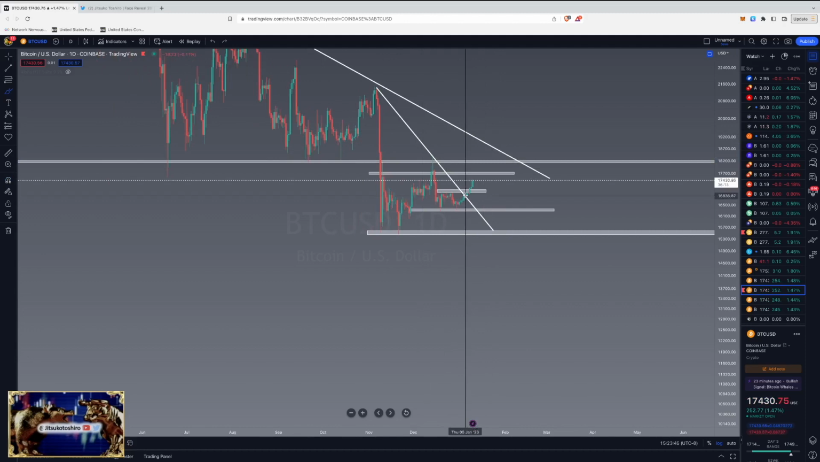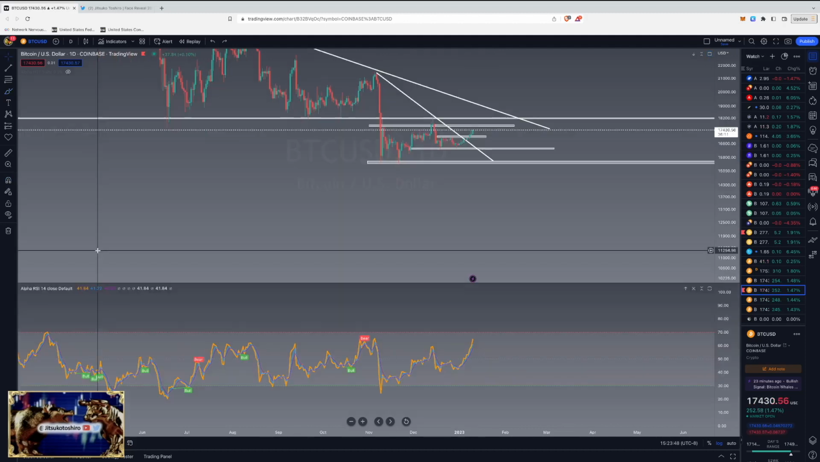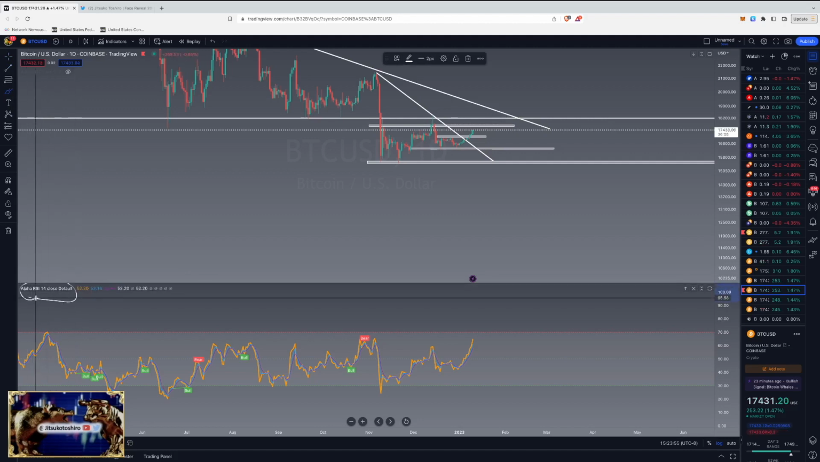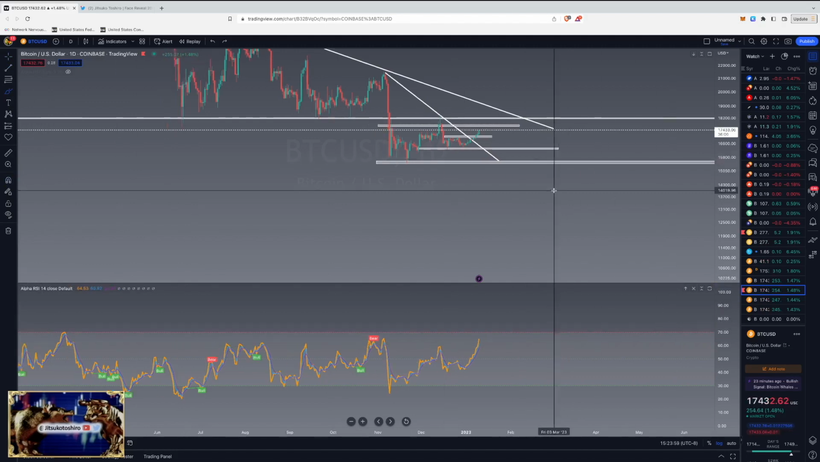Number one, I want to point out one thing, and it's on the RSI. So let's go ahead and take a look. If you don't know what an RSI is, it's basically your relative strength index, and I like to look at it on the daily time frame. This tells you the ratio of buyers to sellers.